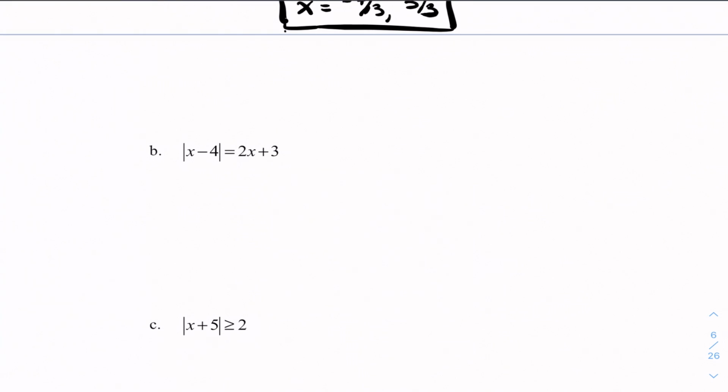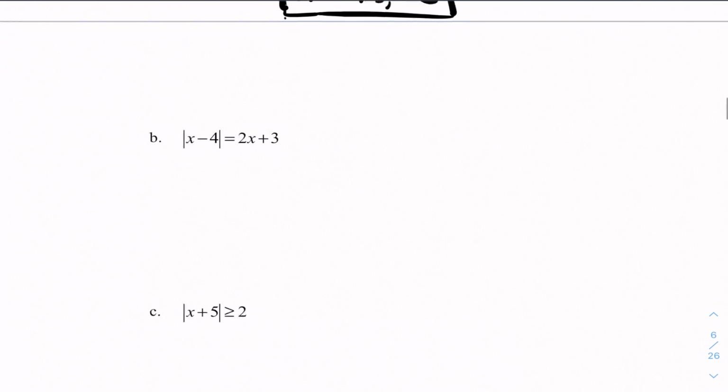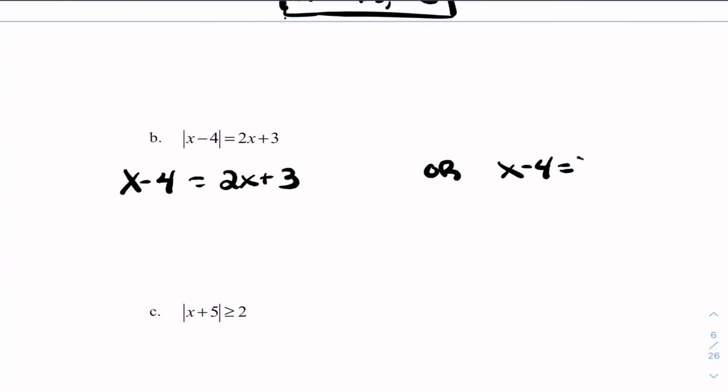Now what happens when we have absolute value and then an algebraic expression? Well, we do the exact same thing. We're going to separate this into 2 separate cases. So we have our positive value, or we have x minus 4 is equal to, and I'm just going to put a negative sign in front and write 2x plus 3, which means that the negative goes to both of those terms in that expression.